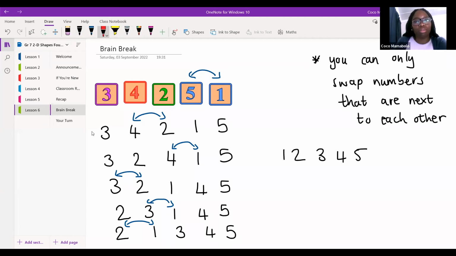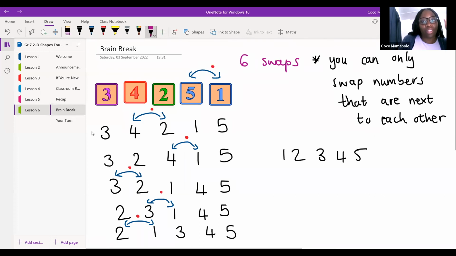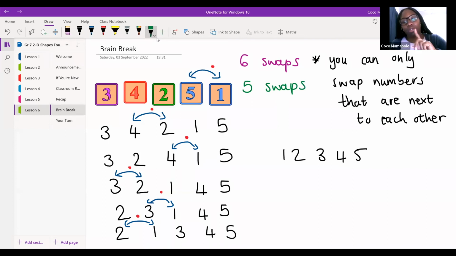Let me see. We've had 1, 2, 3, 4, 5, 6 swaps. We have had 6 swaps. Okay. Now, I'm telling you guys that we can actually solve this in one less swap. We can solve it in 5 swaps.